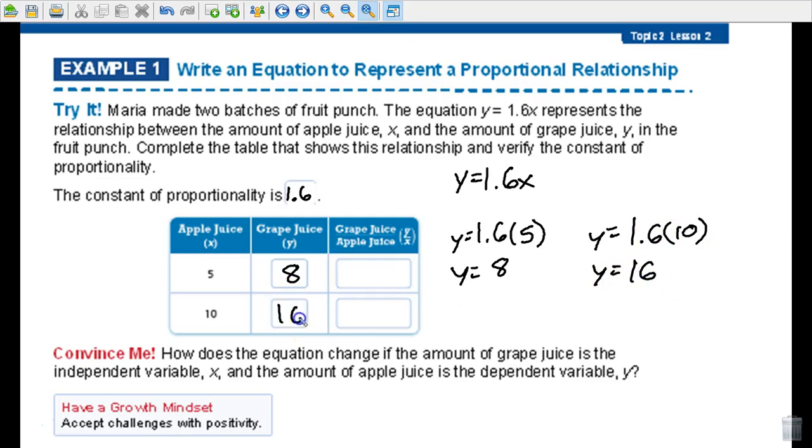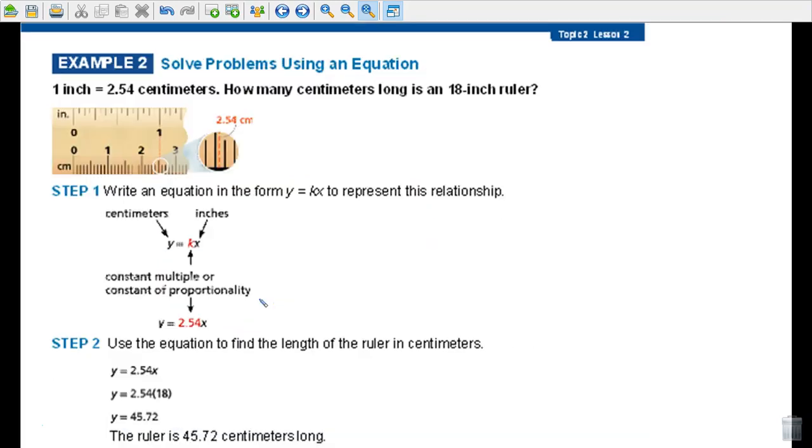So you get 16. Now for these boxes, they're asking me to write y over x. So my y is 8 and my x is 5. My y is 16, my x is 10. It's that easy, class. It is really that easy. They give you everything, okay? Let's keep it moving. Let's go to example 2.